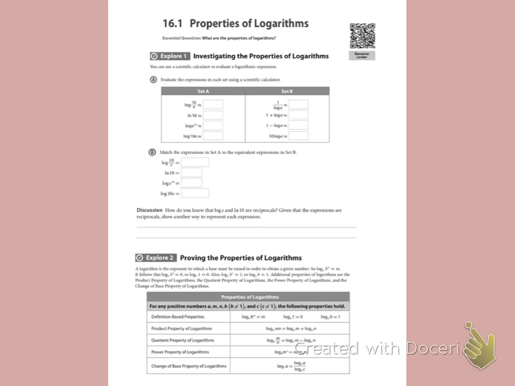So to start off, we're going to do a little exploration, and it's going to require you to use your graphing calculator and to pause the video. I want you to take a few moments and pause the video and evaluate the expressions in each set using a scientific calculator. So set A and set B. And then what we're going to try to do is see if we can match up the expressions from set A to set B. But I just want you to complete this part first, and then you can tune back in and we'll see if we can match those up together and see how they might reveal some properties we're going to learn about today.